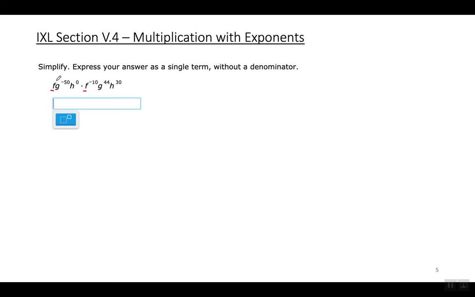Okay, what exponent does the F variable have here? Nothing. So it's understood that there's an invisible 1.